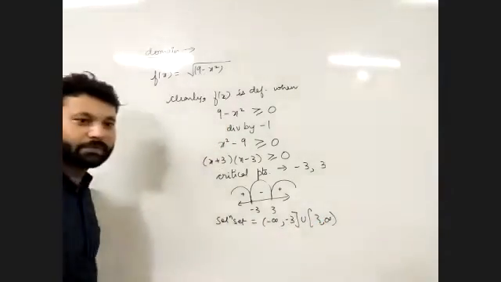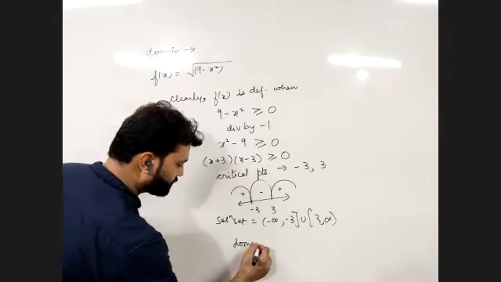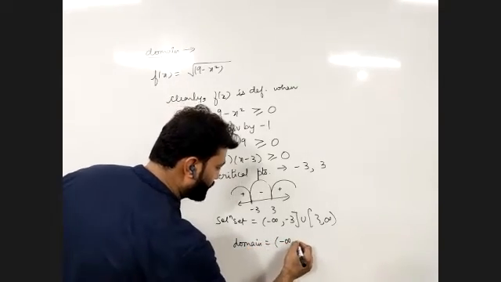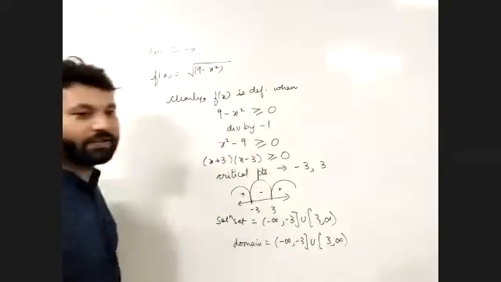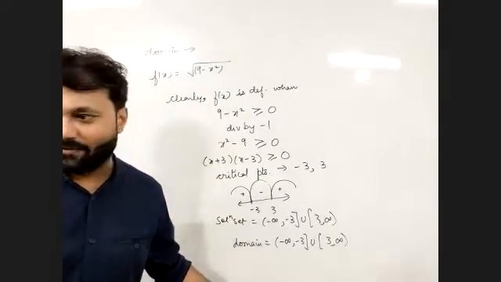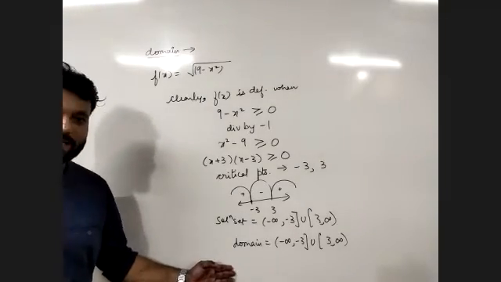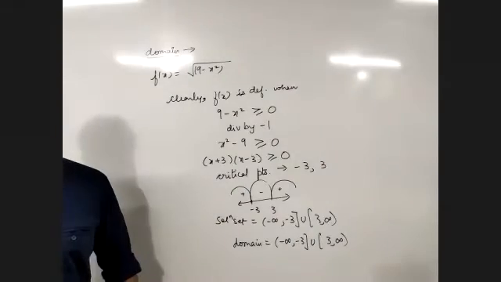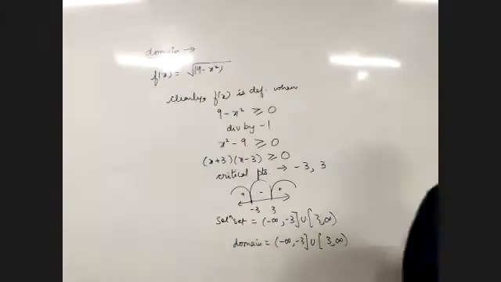Clear, Ridhima? So what will be the domain of this function? Always do it in 2 steps. First write the solution set, then write the domain. The benefit you will see when you write the range. Right now we are doing domain, but we have to do range also, and there it will make sense. That's why we first write the solution set and then the domain. Got the thing? Any confusion? Any slightest doubt?